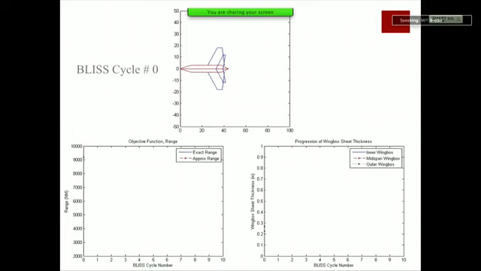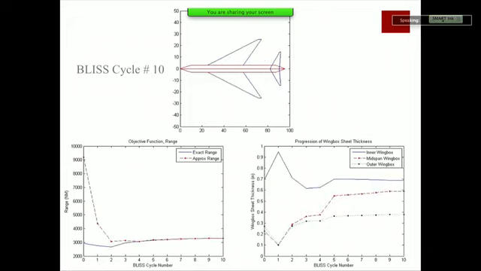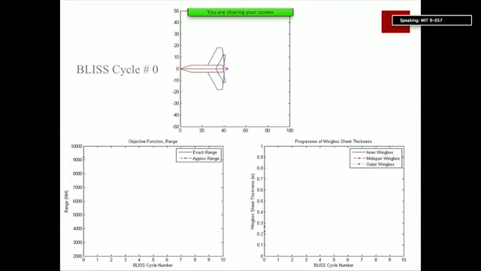So here's our supersonic jet. This is our cycle 0, our initial condition. Here's the plan form of the jet. And I'm going to show you down here range and just one set of design variables, which is our wing box sheet thickness. So you go through this, and it converges after 10 cycles already. So this is what our business jet looks like after 10 cycles.